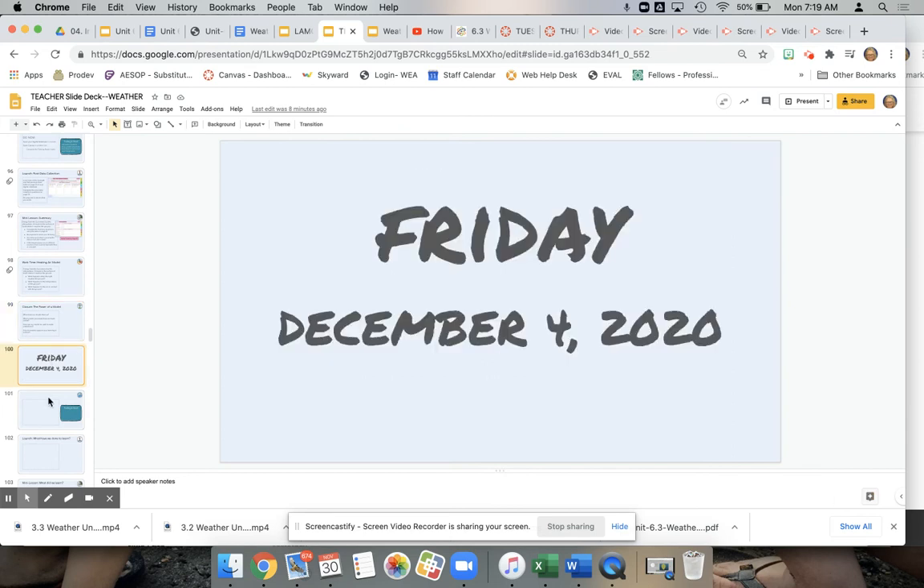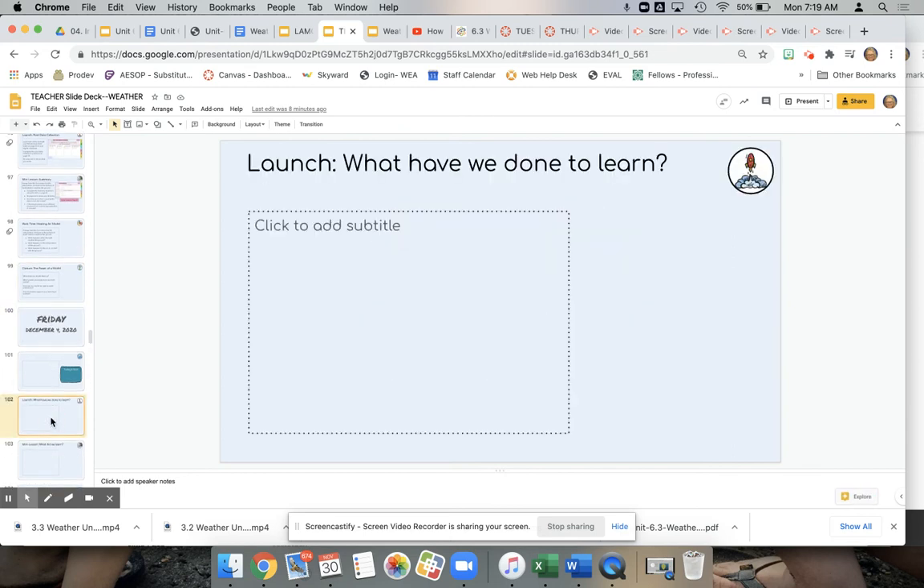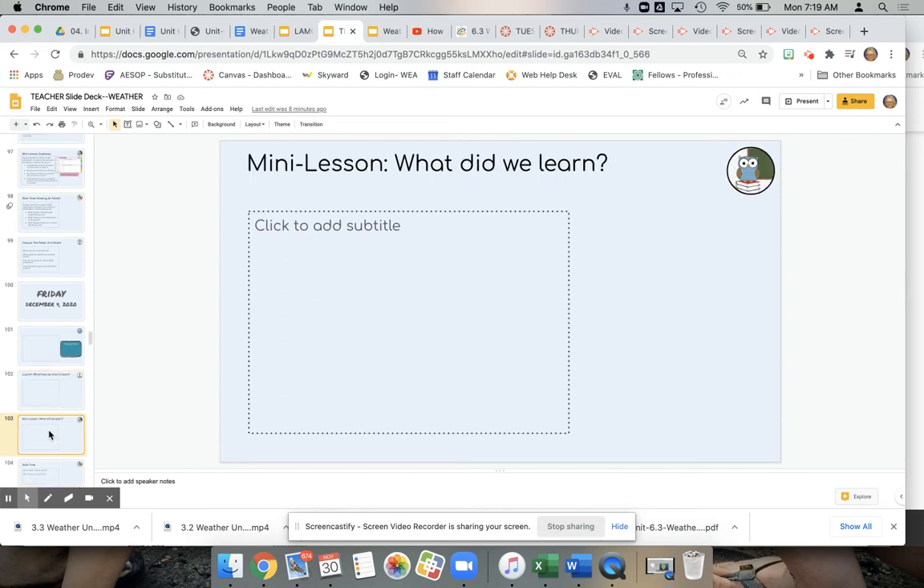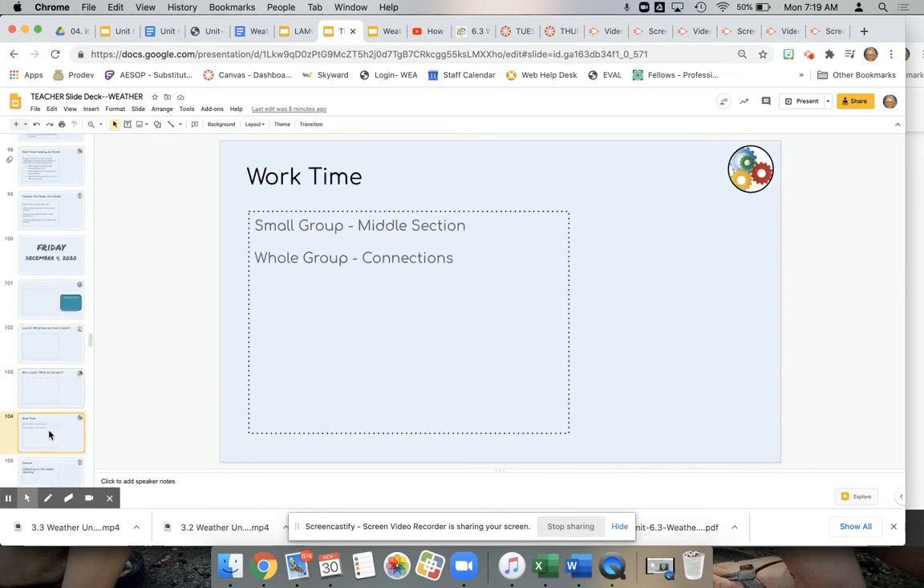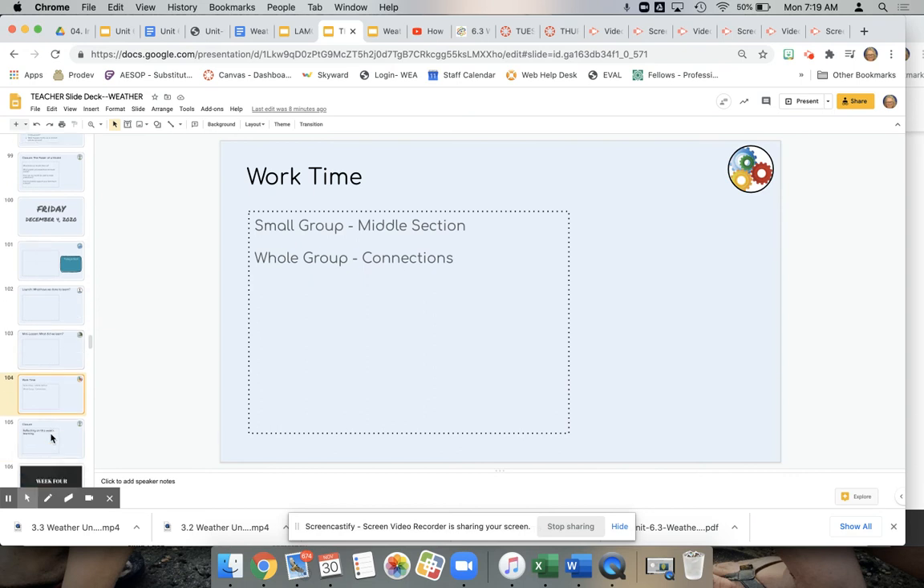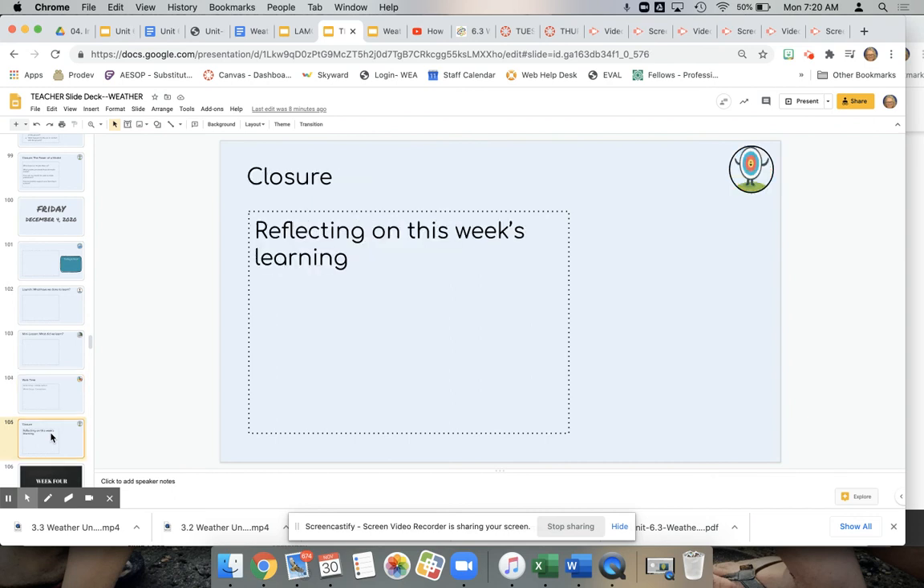Friday, the slides are not yet ready, but Friday we're just going to be doing another summary chart that's going to be very similar to the one that we did on Monday, where students are thinking about what are the activities that we did to learn, what were the ideas that we learned, and then how do those ideas help us understand what causes hailstorms.